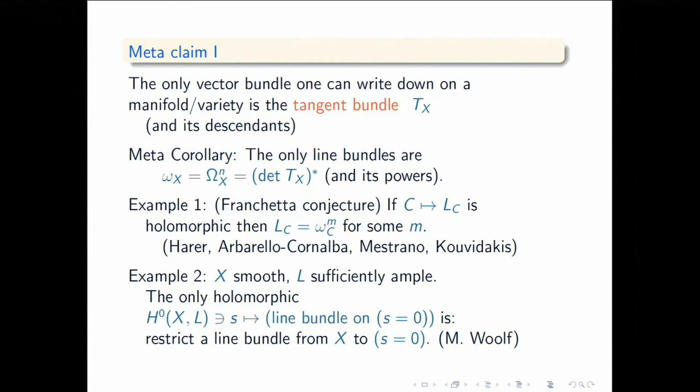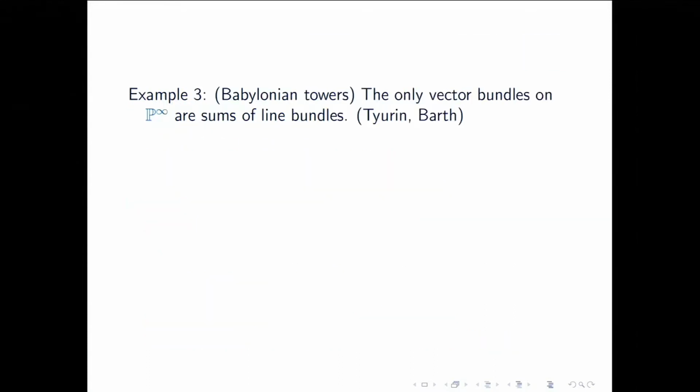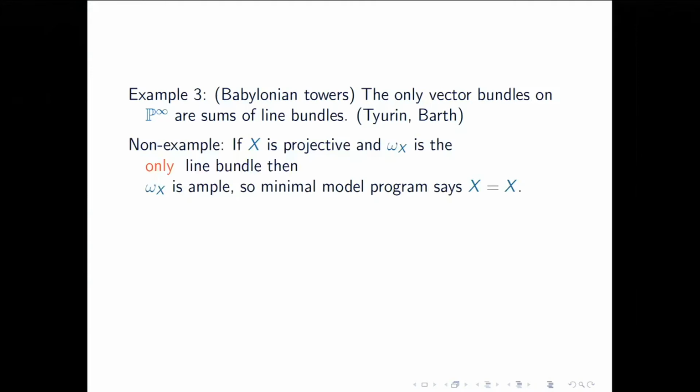to make sense. Now, then there are also these Babylonian tower theorems due to Turing and Barth, where you try to go up, you try to write down some vector bundle on all the P^n that extend. So a vector bundle on P2 that extends to P3 that extends to P4. If you can go forever, then the theorem says that there's only the sums of line bundles. So one knows this, but the theorem says that that's all. There's nothing else you can do.